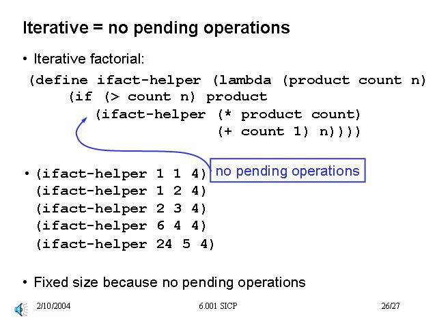Compare that to the iterative version. Notice there's no pending operation here. The value of ifact helper of some set of arguments reduces to the value of another version of ifact helper. And as a consequence, there are no pending operations, there's no growth, it's a fixed size, and it's constant. So these are two different implementations of the same idea.